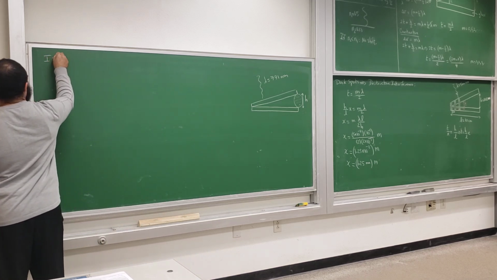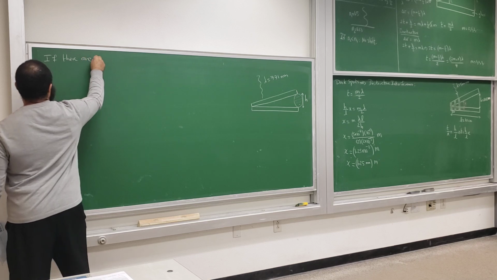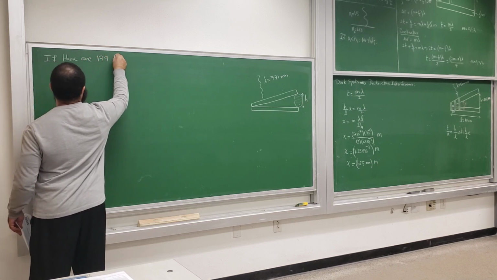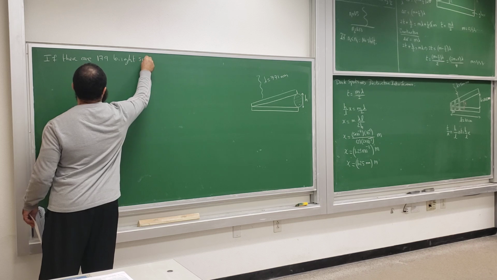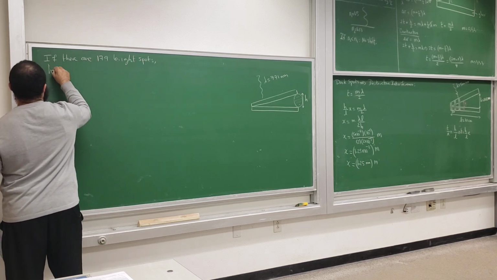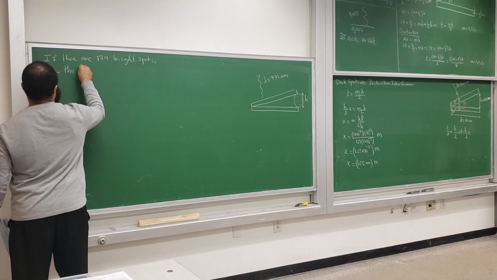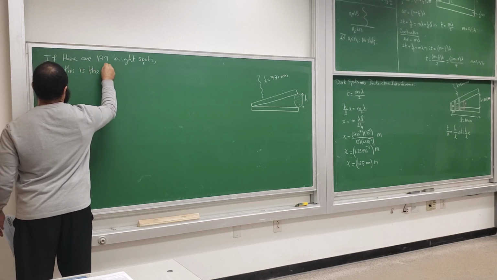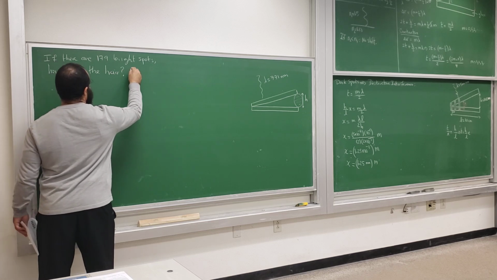If there are 179 bright spots, how thick is the hair? In other words, find h.